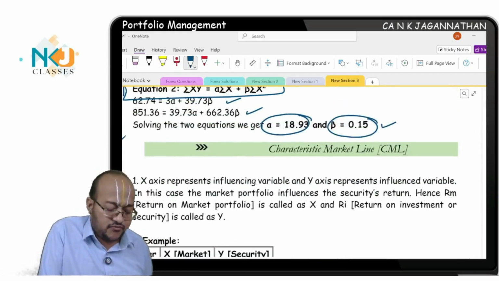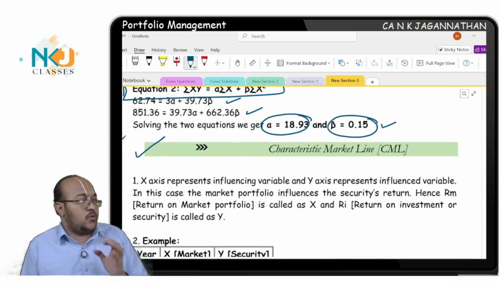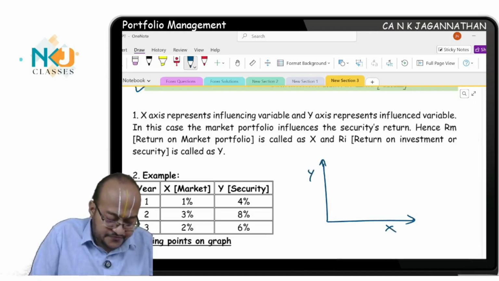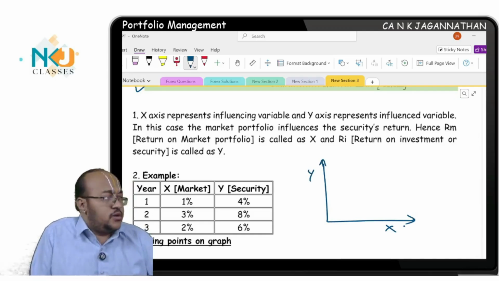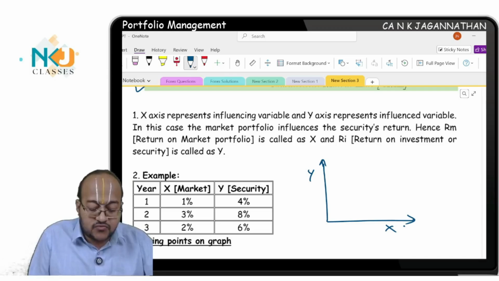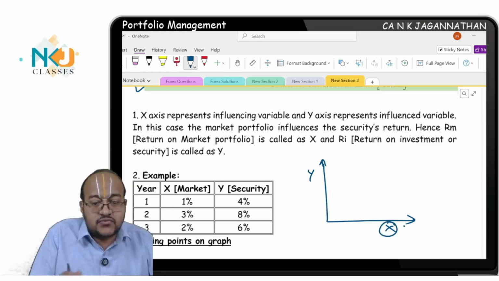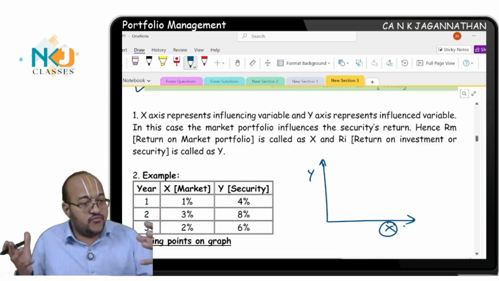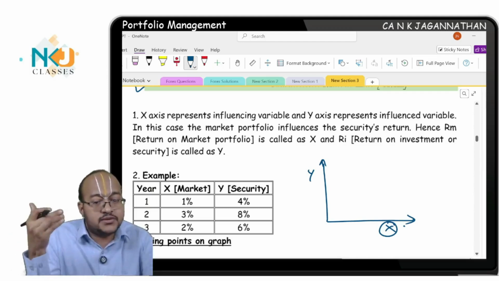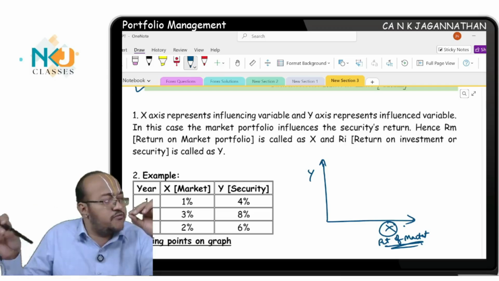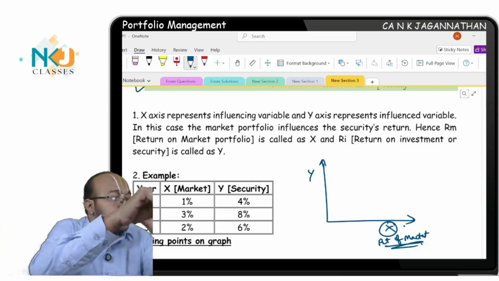What is the characteristic market line we are going to discuss? Very simple. Now we have this graphical representation I told you, x-axis and y-axis, correct? X-axis represents the influencing variable, which means whichever is the influencer will be represented on the x-axis. You have to calculate the influence of one variable on the other variable, which means x-axis is nothing but the return of the market, which means if my market return changes by 1%, what is the impact on the security return?